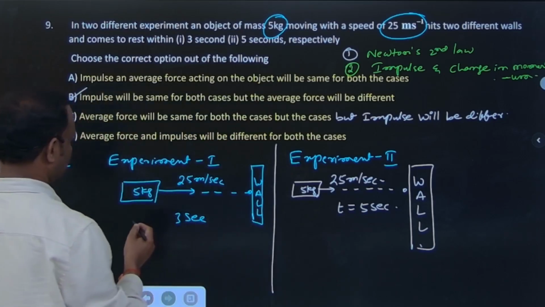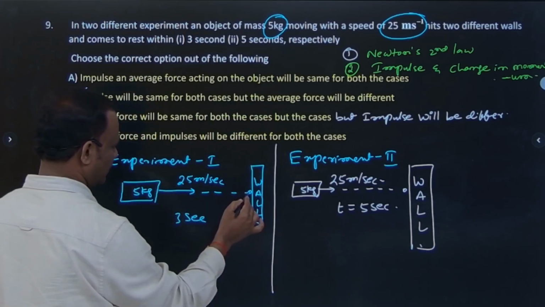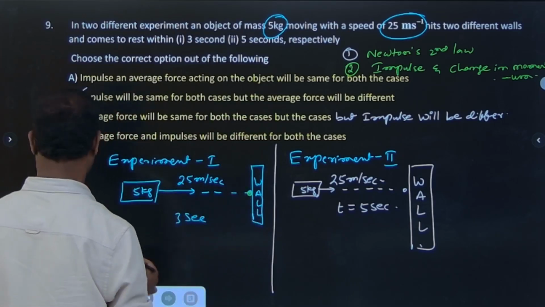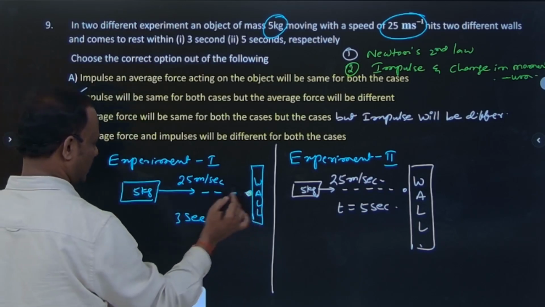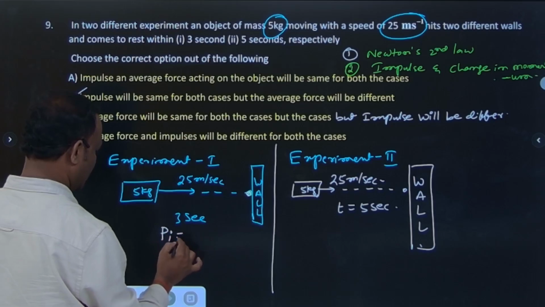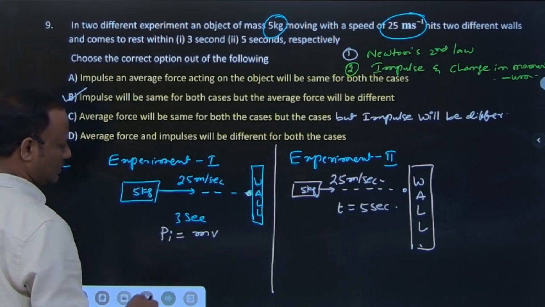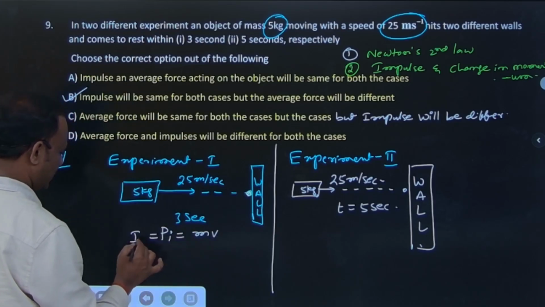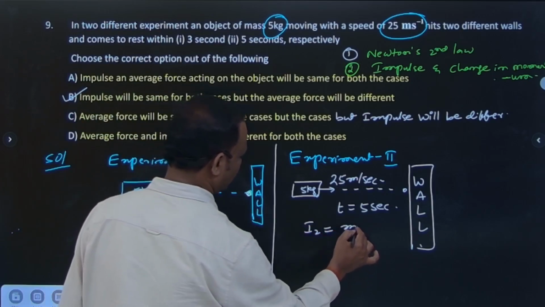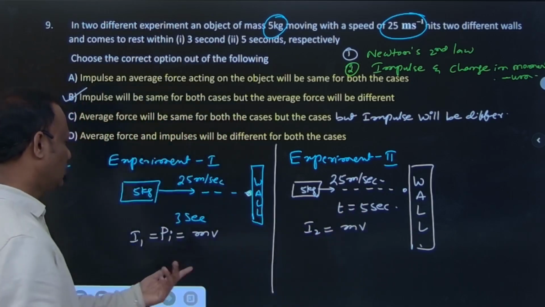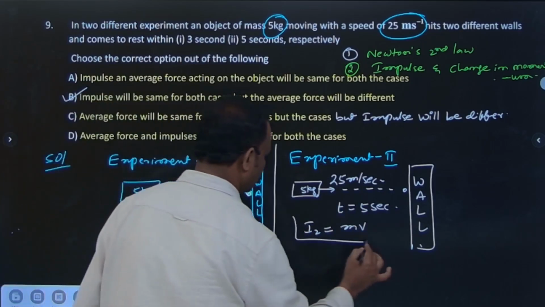If any body is projected, meaning it is moving with a velocity v, then it should come back, but it is saying that it comes to rest at this position. Okay, it comes to rest means what? What is the momentum? P initial is equal to m into v. Okay, so P final is 0. This is what I'm calling I1. Next, I2 is the same, m into v. So I1 is equal to I2.